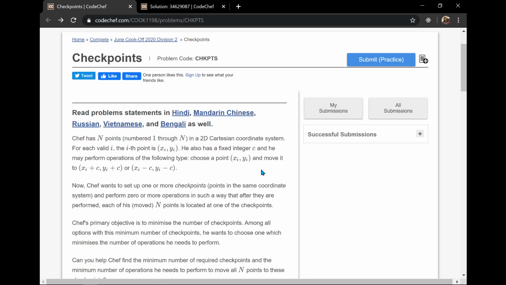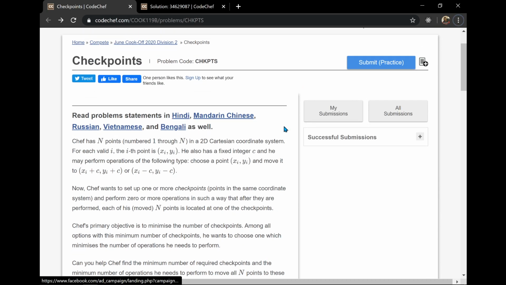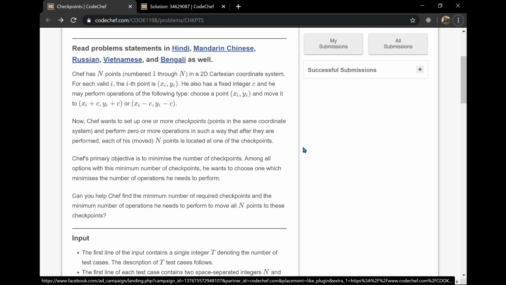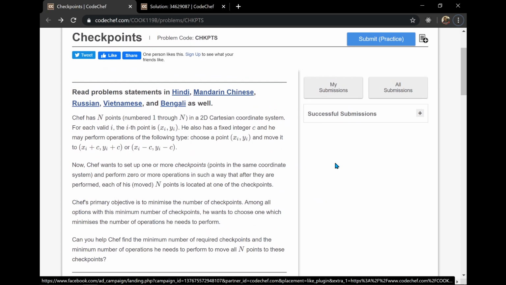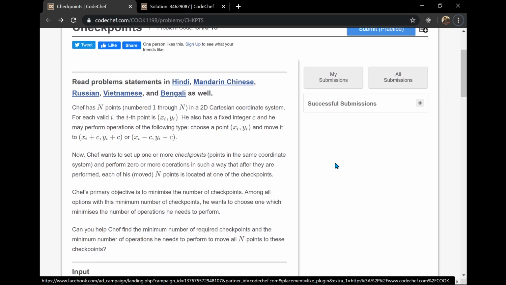Hey guys, welcome to this video tutorial of the Codechef June Cook-Off Checkpoints problem. This was the fourth problem in Div 2 and the second problem in Div 1, and it was a really great problem. It just involved one major step. If you are able to take it, then you will definitely get this problem accepted. So now, without further delay, let's get to the solution.